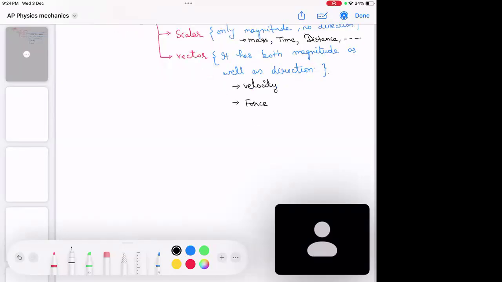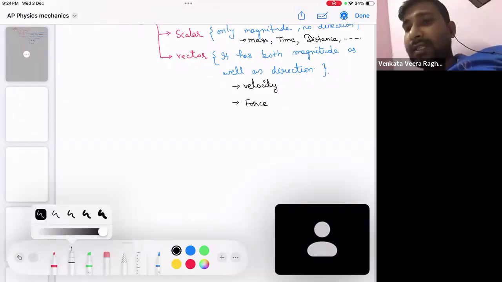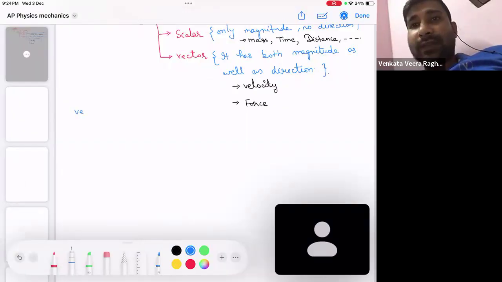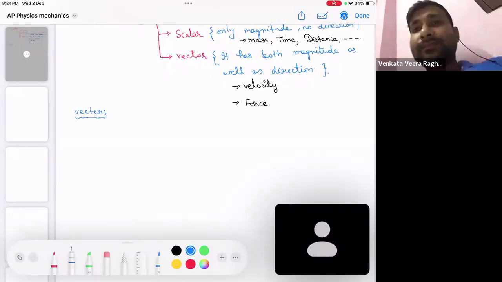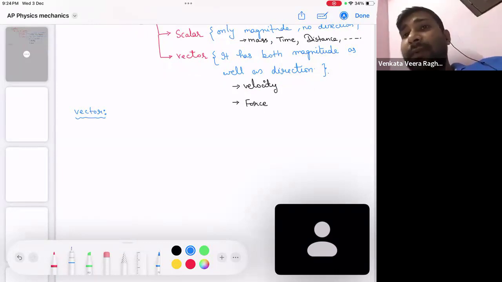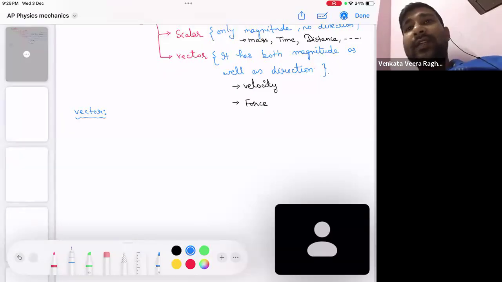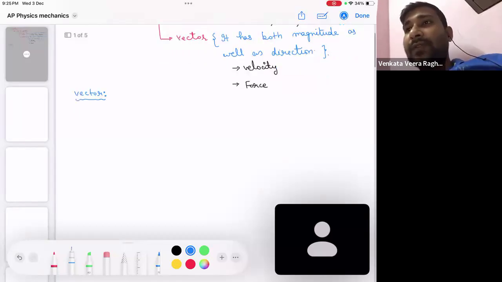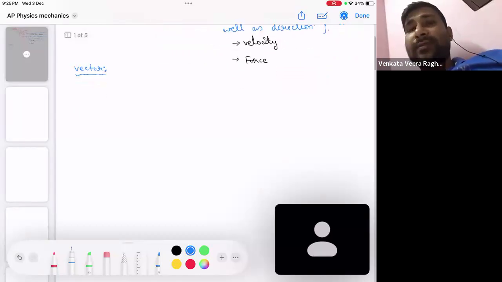Yes, sir. So now let's discuss the vector in detail in today's class. First thing we understood about a vector: any physical quantity which has magnitude as well as direction will be called a vector. So how do we represent a vector?